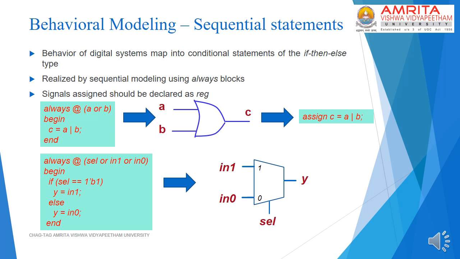It has to be kept in mind that any assignment that we make inside a sequential block can be made only to a signal which is declared as a reg. This means that all the signals we assign inside an always block have to be declared to be of type reg.